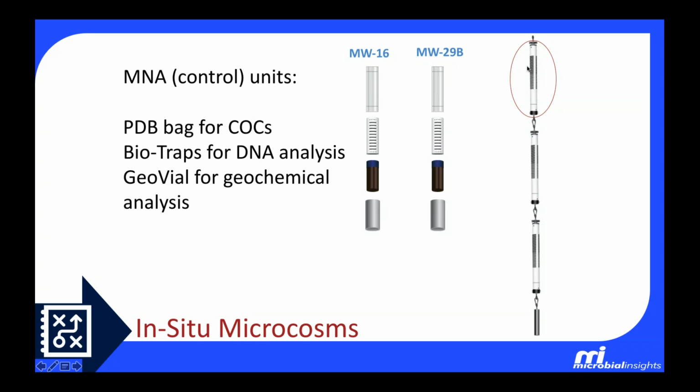Inside this top PVC unit, we had 3 different components. There was a passive diffusion bag to help us look at the contaminants of concern, a biotrap so we can evaluate the microbial processes, what organisms are naturally there at the site, and then a geochemistry vial so we can look at the sulfate concentrations, volatile fatty acids, ethene, and dissolved gases that we may be interested in. And then this bottom is just a plastic PVC spacer that helps us to have these in that screened interval of our PVC.